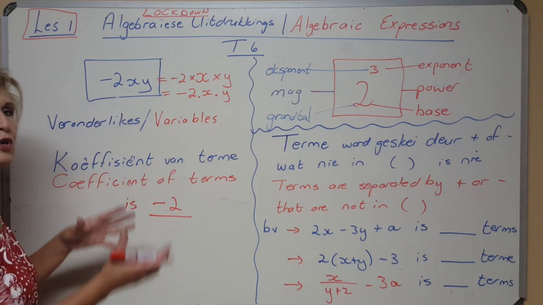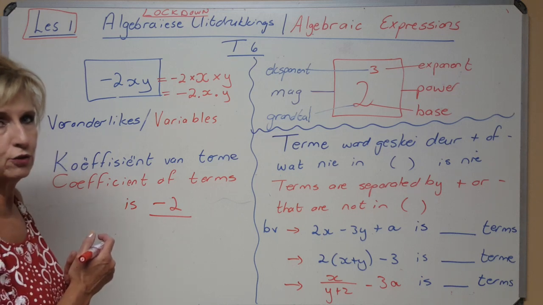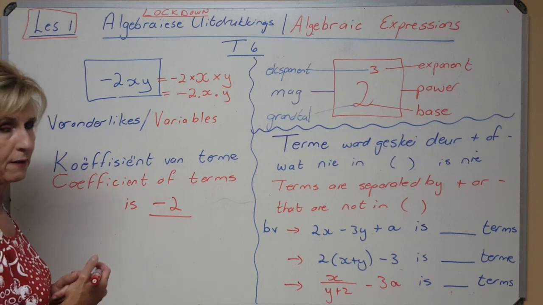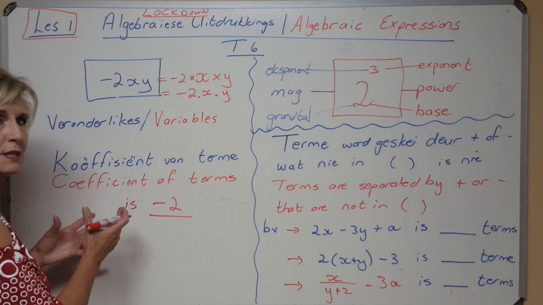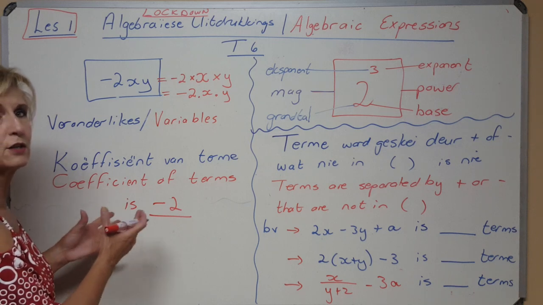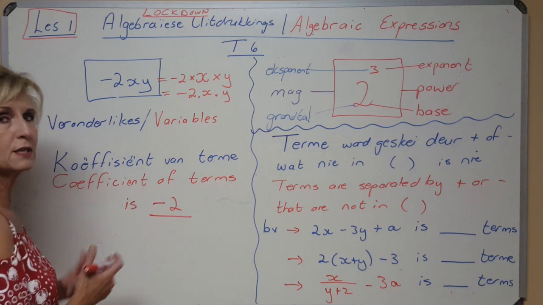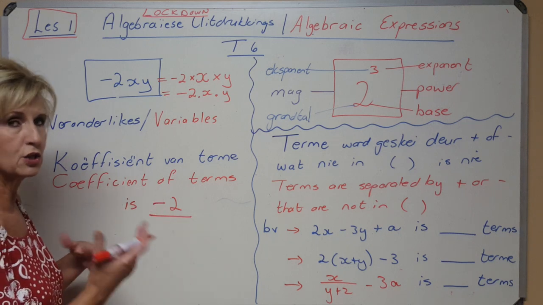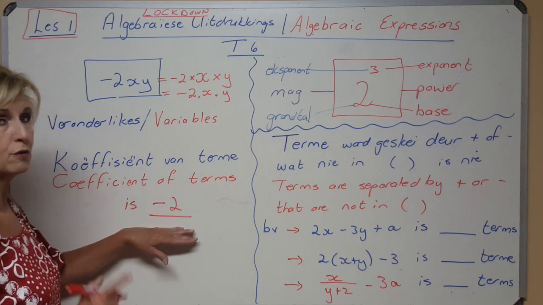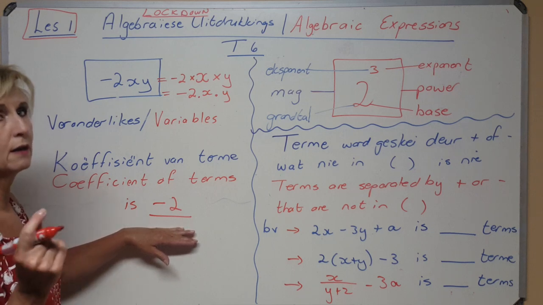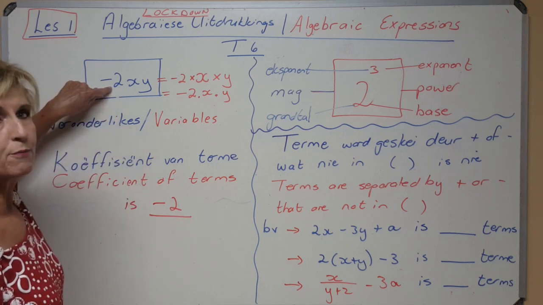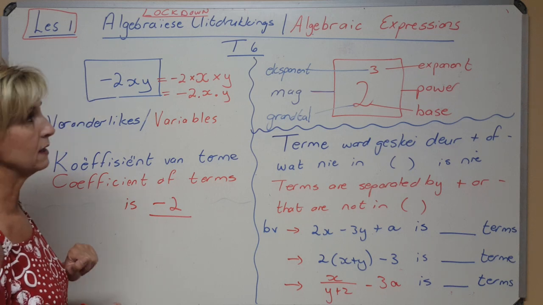Die getal wat voor hom staan, ons gaan nou 'n hele klompie van dit doen. We're going to do quite a lot of them just now. But the coefficient is the number that stands in front of this term, where the variables are part of it, but the coefficient is the actual physical number, integer or rational number, negative 2. But not just 2, negative 2. Onthou, die negatief behoort aan daai 2, hy moet ook daar wees.